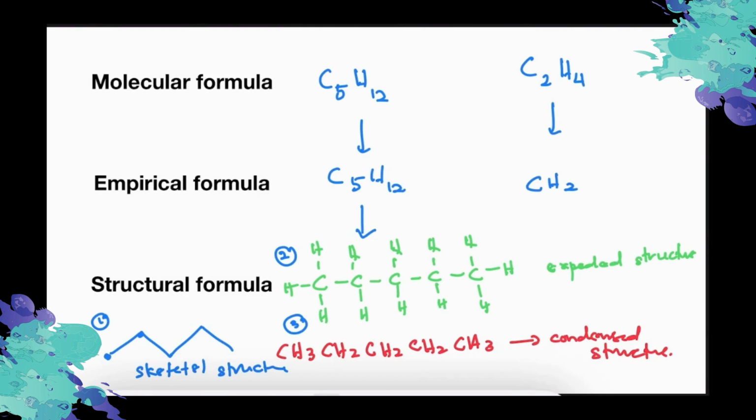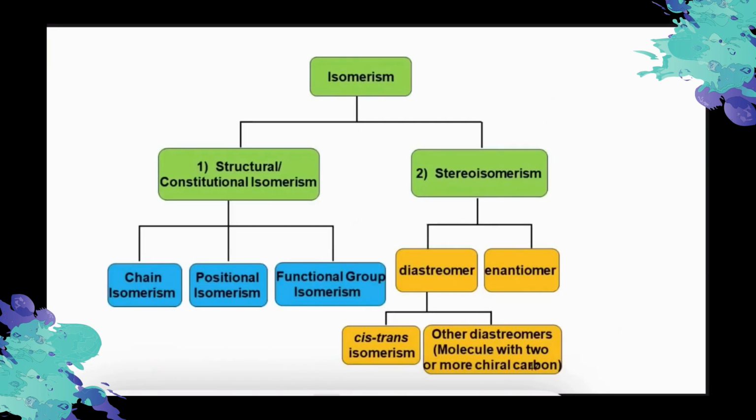So isomerism relates to the structural formula and the molecular formula. Now let's look at this diagram. Isomerism is divided into two. The first one is structural or constitutional isomer, and the second one is stereoisomer. In this video, we are focusing on the structural or constitutional isomer. It is divided into 3: the chain isomer, positional isomer, and the functional group isomer.